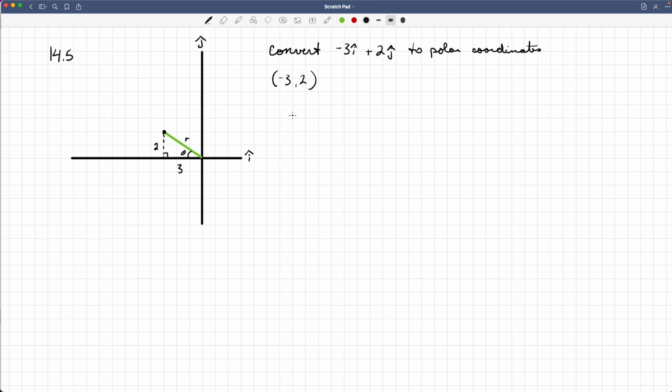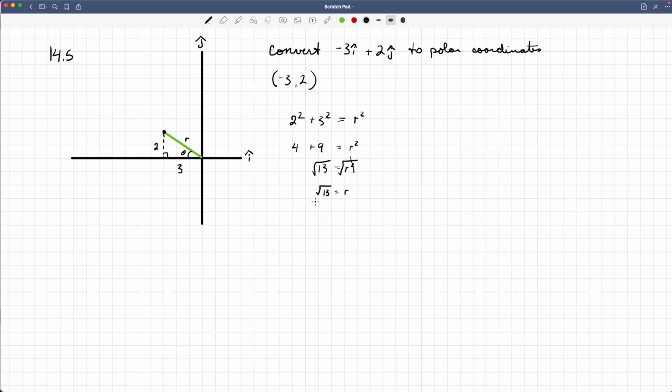So I'm going to say 2 squared plus 3 squared, because those are the 2 legs, that's equal to r squared. So 4 plus 9 is equal to r squared. 13 is equal to r squared. Square this, square this. So the square root of 13 is equal to r, right? Because this would cancel. All right, so we can leave it like that for now.